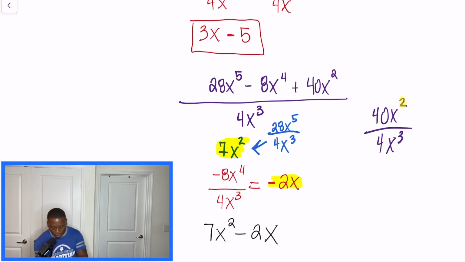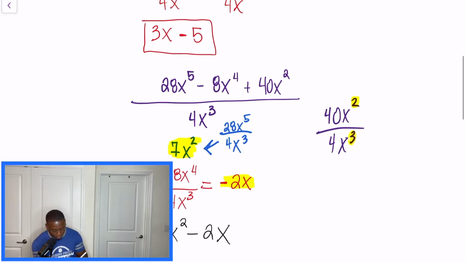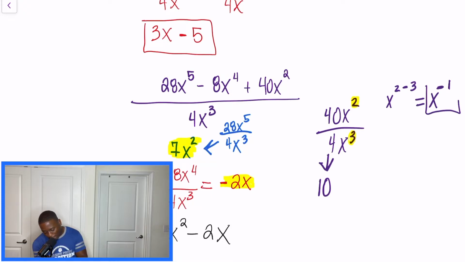Now, real quick, guys, let's just pay attention to our exponents. So for the first time in this video, our bottom, the denominator, is going to have a larger exponent than the numerator. So our answer is going to be a little bit different. When we get to this point and we simplify this fraction, we are going to get 10 as a coefficient. But when we do x squared minus x to the third, we're going to get x to the negative 1 power, right? So basically, this answer is going to be 10x to the negative 1.